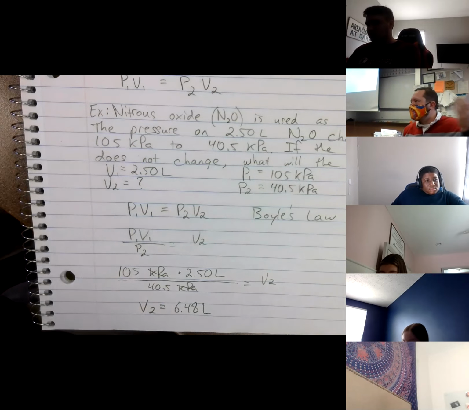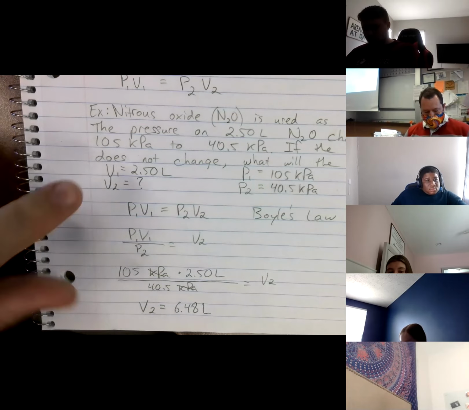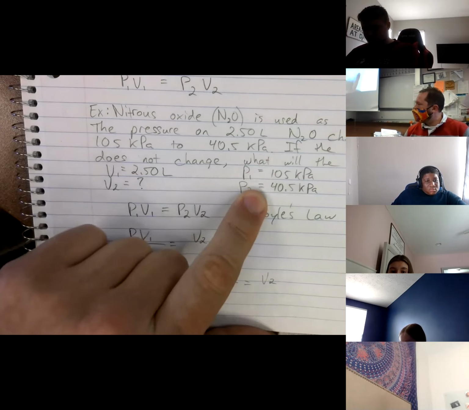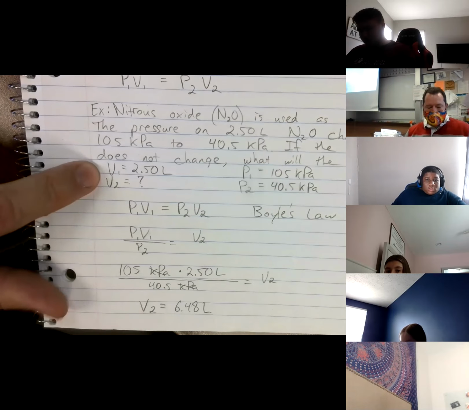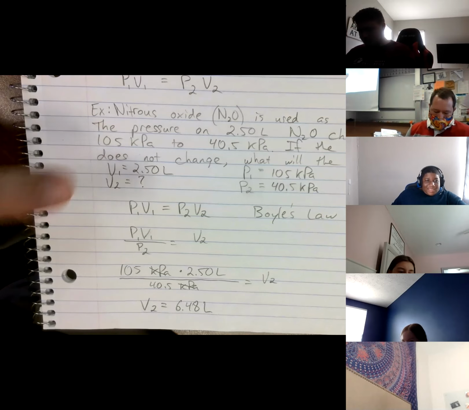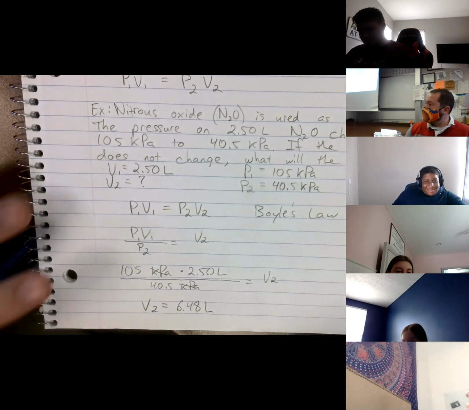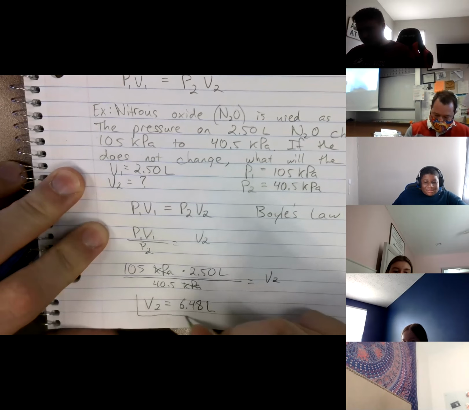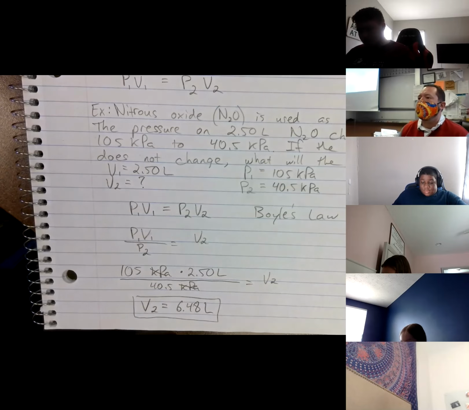Finally, something I like to do. I'm in no hurry with these problems. Let's see here. My pressure went down. They're inversely related. So if my pressure goes down, I'd expect my volume to go up. We started at 2.5, we ended at 6.48. Yeah, definitely went up. Makes sense, everything checks out. I think that's the answer. Questions?